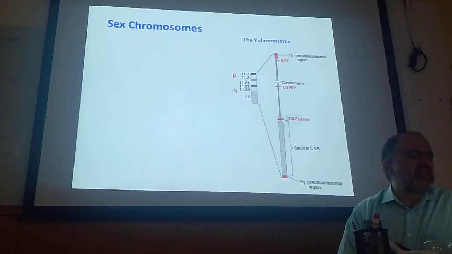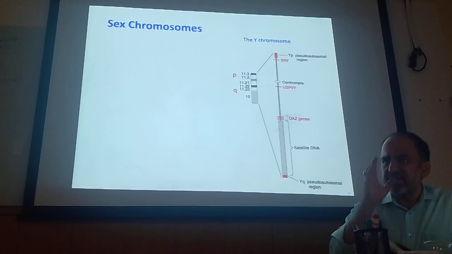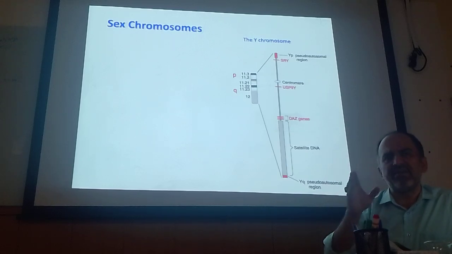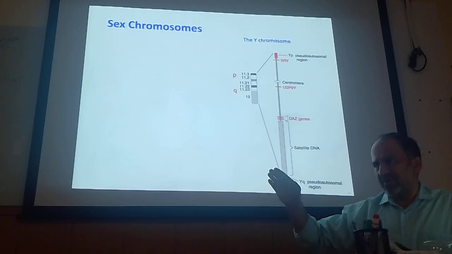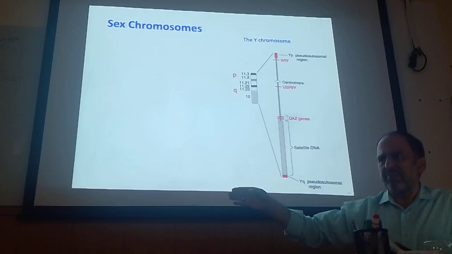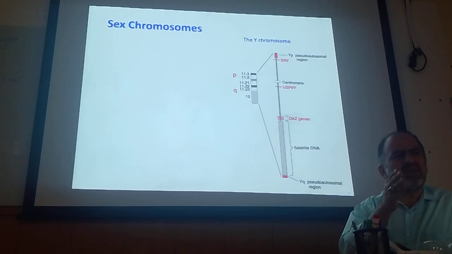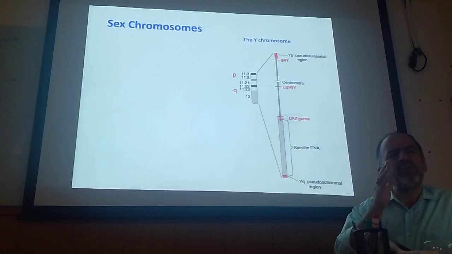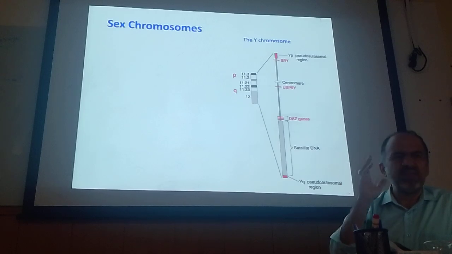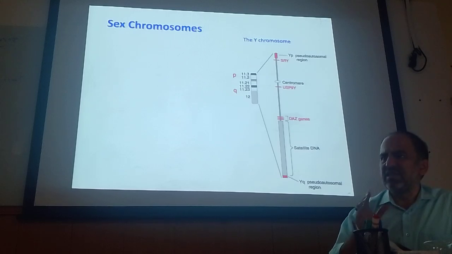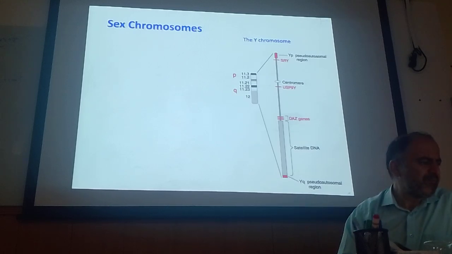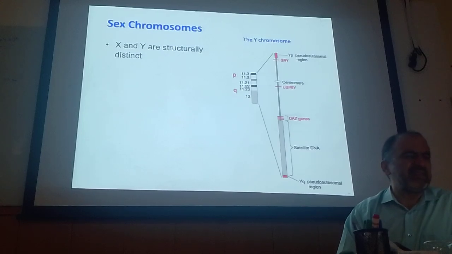DAZ gene, deleted in azoospermia. If this part is deleted, it's male, the Y chromosome is there, but the sperm count would be 0. Then you check the semen. If it's normal, everything is fine. If the sperm check says oligospermia, the number is less. Azoospermia means 0, there is no sperm. Why did this happen? Because of deletion in the DAZ gene, deleted in azoospermia.